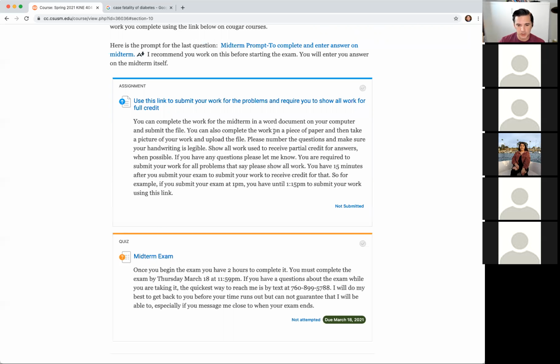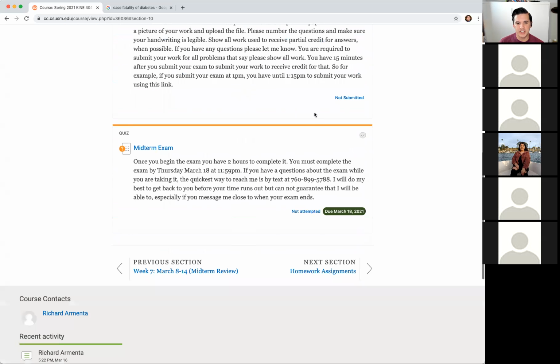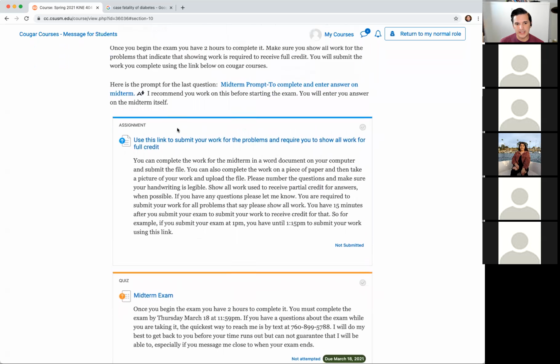Or you can take a picture of the work and your answers that you did on paper, make sure they are legible, and then upload those pictures of your work onto Cougar Courses. And where you will do that is you'll notice here in this exam section, there is a link that says use this link to submit your work for the problems that require you to show all of your work.